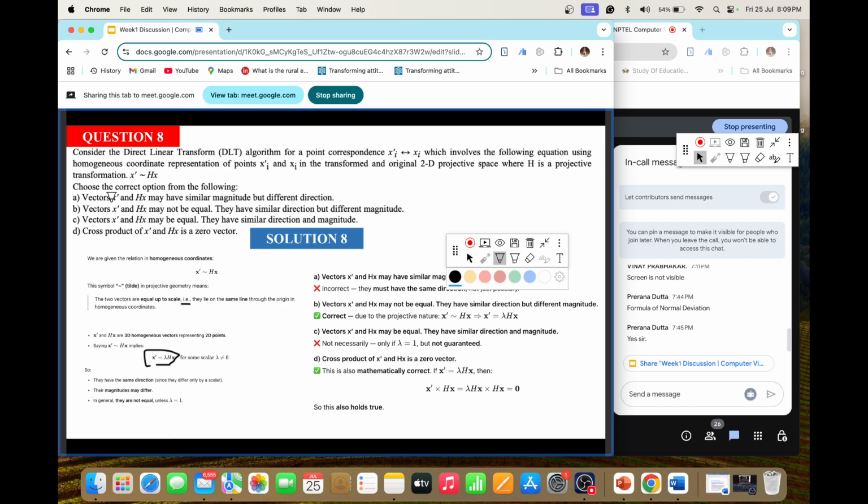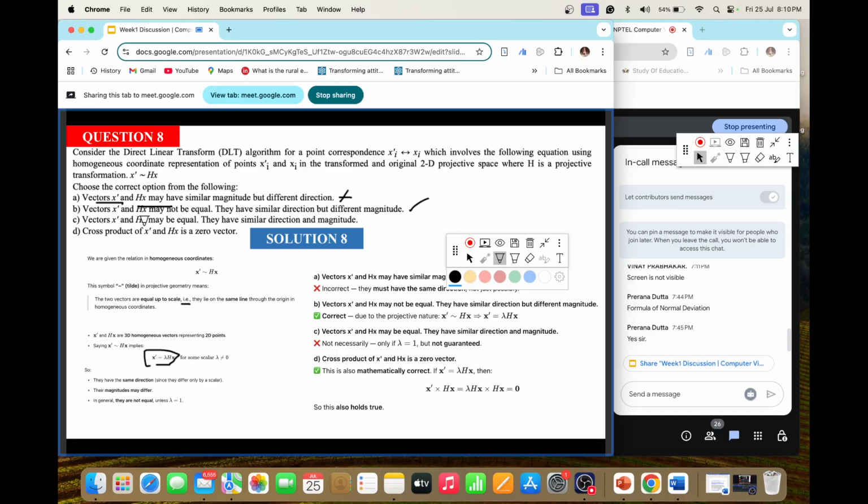This is a concept that we'll be learning in the coming class. Option A: vector x dash and Hx may have similar magnitude but different direction, so that is wrong. Direction is same but magnitude can differ, so this is absolutely wrong. Vector x dash and Hx may not be equal. Yeah, that is correct, they have similar direction but different magnitude. So option B is right according to me.